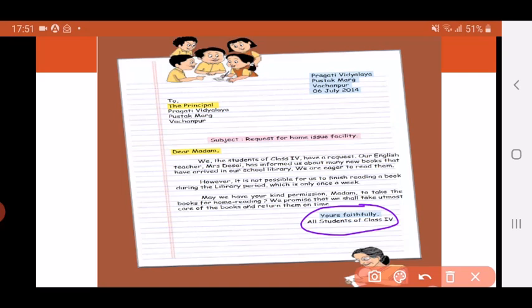And all the students are writing the letter, so you cannot write names. All students of class 4. So this is the way in which you have to write a formal letter. Try writing a formal letter at home.